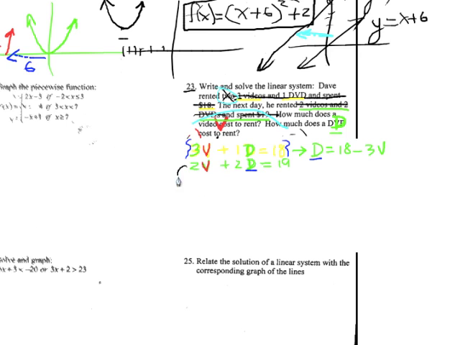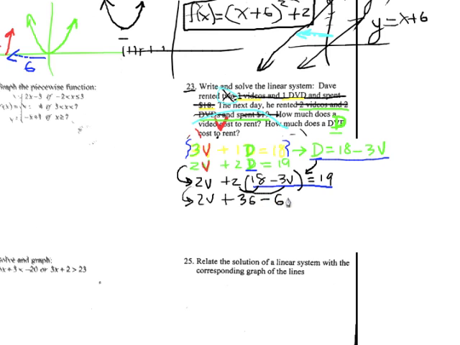So we have this information right here, and this information right here implies that 2V plus 2D, so that's 2 times 18 minus 3V, that's equal to 19. Now we have one equation with only one variable, and as long as we're careful, we should be able to solve it. So this means that 2V plus, we have to distribute this 2 carefully here, this is 36 minus 6V is equal to 19.